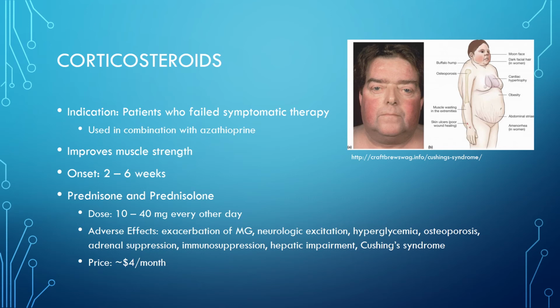The other thing steroids do, they cause hyperglycemia, so we want to watch out for this in our diabetic patients. They also cause osteoporosis long term, and these patients are probably going to be on this long term. It causes immunosuppression, which makes sense because that's why we're using it. We're using it to suppress our immune system. And then it causes hepatic impairment. So, people with cirrhosis or any sort of liver problems, you're going to want to watch out for them.